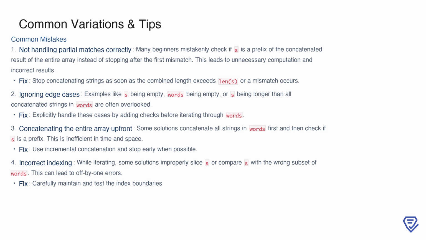Lastly, incorrect indexing is another common pitfall. This happens when solutions improperly slice S or compare it with the wrong subset of strings from the array, leading to off-by-one errors. To avoid this, ensure you carefully track and test all index boundaries in your code.